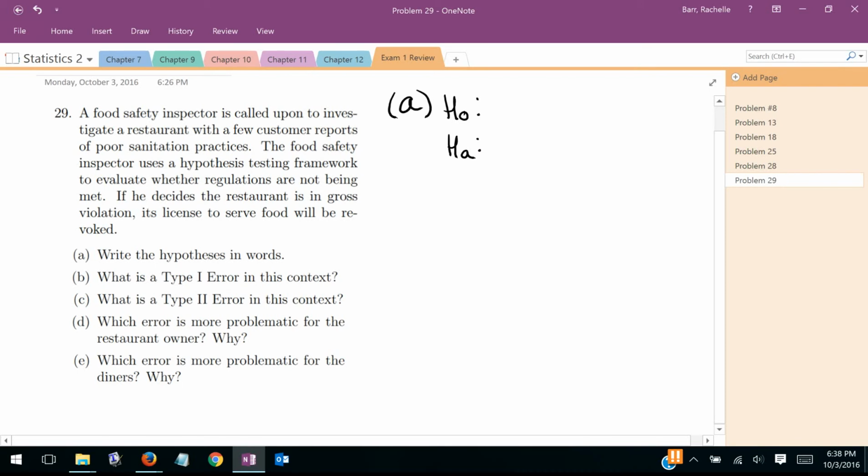So my null hypothesis is going to be that the regulations are being met. That's what I want to know. That's what the inspector would want to know. So that's the difference here. And then my alternative would be that the regulations are not being met. That one's a little scary. I'll get to that in a minute. Regulations are not being met.